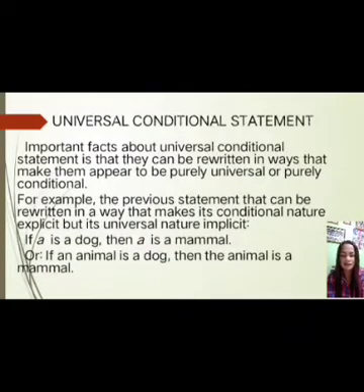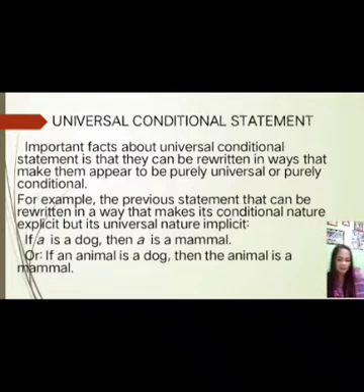The next lesson is the universal conditional statement. An important fact about universal conditional statements is that they can be rewritten in ways that make them appear to be purely universal or purely conditional. For example, the previous statement can be rewritten in a way that makes its conditional nature explicit but its universal nature implicit. Let's say, for example, if A is a dog, then A is a mammal. Or if an animal is a dog, then the animal is a mammal.